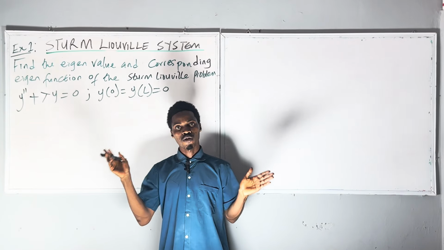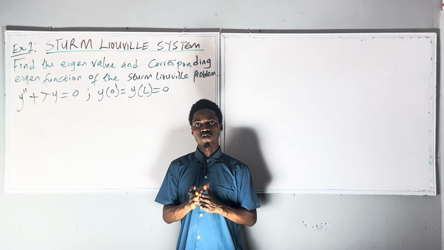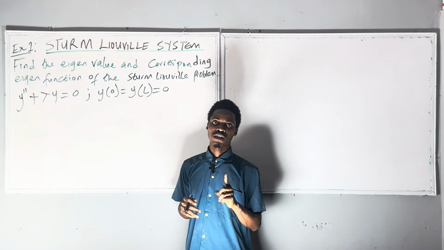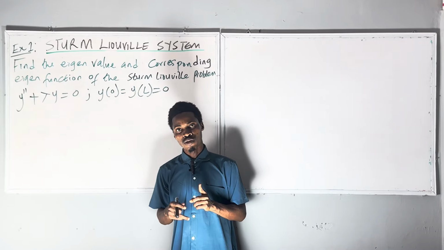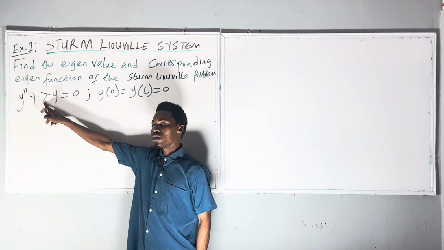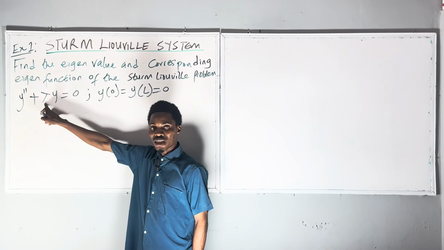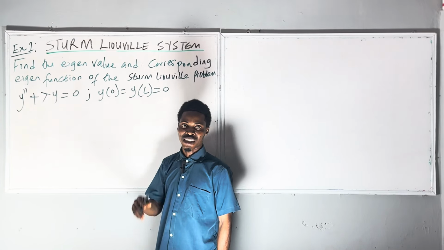If we want to find the eigenvalue of this Sturm-Liouville problem, we have to consider three cases. First case is when lambda is equal to 0. Second case is when lambda is less than 0. Then the third case is when lambda is greater than 0. This is what we are looking for. When lambda is equal to 0, we will find what we are going to get. When lambda is less than 0, we consider the second case, while the third case is when lambda is greater than 0.